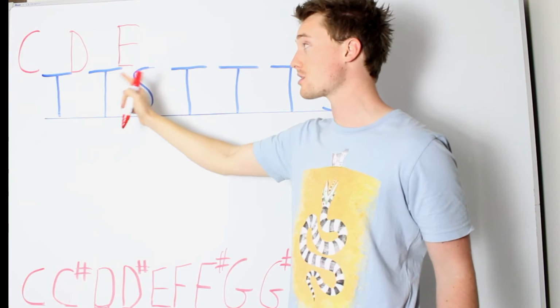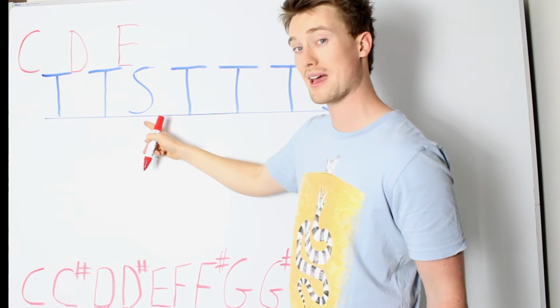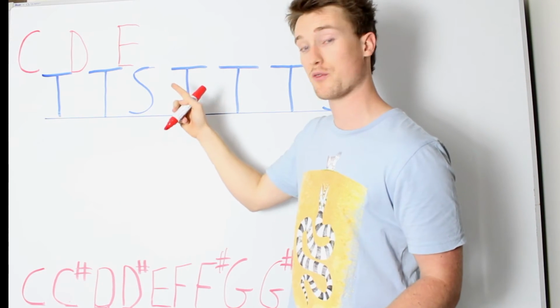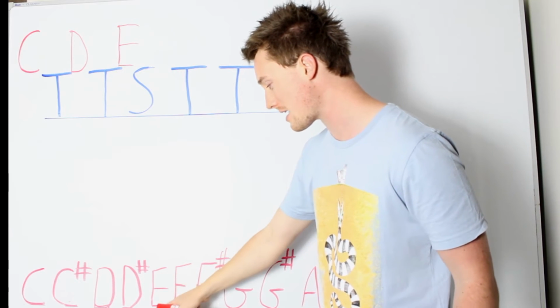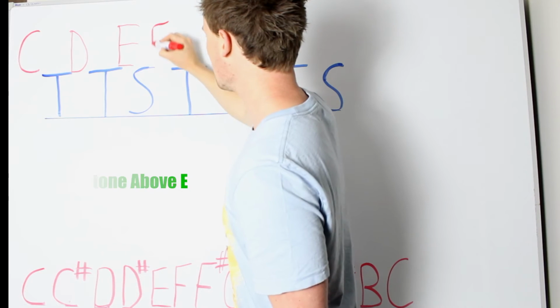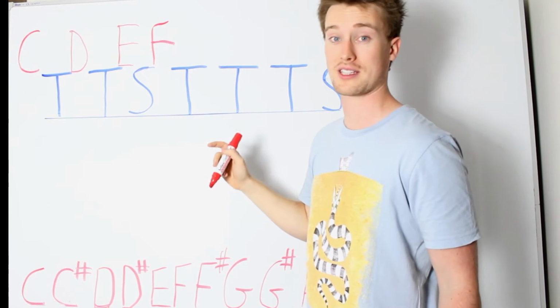Great, so now we have the first, second, and third degrees of our C major scale. Now we need to move up a semitone, or a single step, or a single fret up from E. And a single step up from E is going to be F. Now we've got the 1st, 2nd, 3rd, and 4th scale degrees.